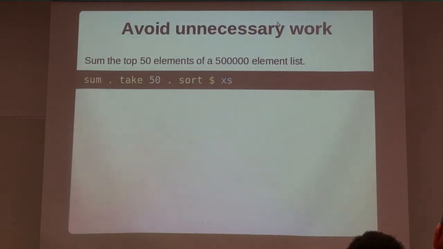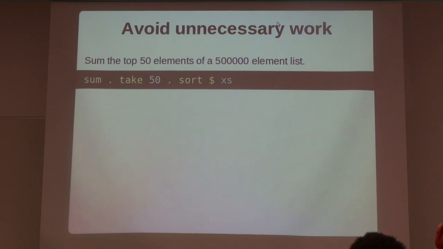So another example here. I like this one. If I wanted to take the sum of the top 50 elements of a 500,000 element list, how would I write that? Well, if you think about how you'd have to do that imperatively, you'd have to keep a list of 50 values, and search through the list, and if your value is greater than the smallest value in your collection, you collect them up, and at the end you've collected the 50 biggest values, and then you take the sum of that list. I think that's probably how I'd do it in an imperative language.